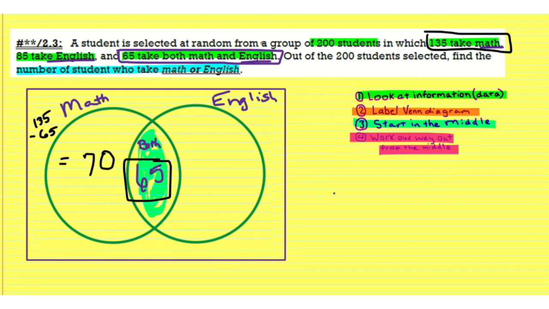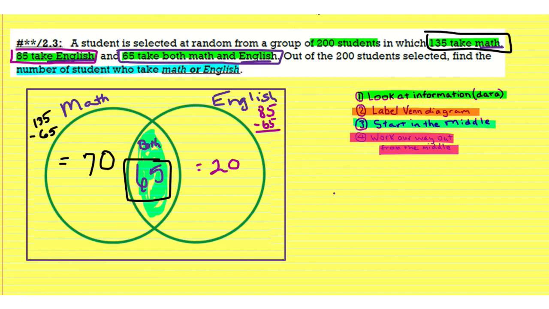Okay, so now we also have this information right here that 85 people take English. So again, I'm going to put it out here. 85 people total took English, but 65 of these people are already accounted for. So if I do 85 minus the 65, that is going to tell me how many people only took English. So 85 minus 65 is equal to 20.